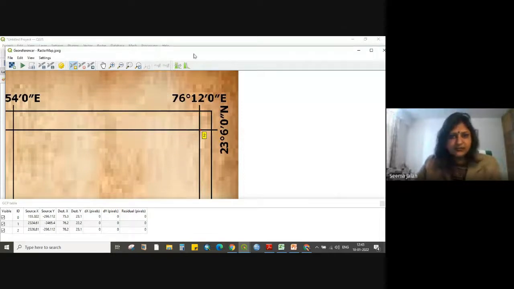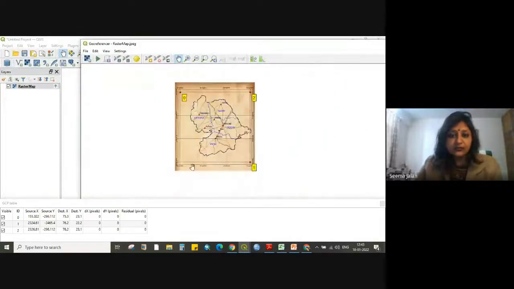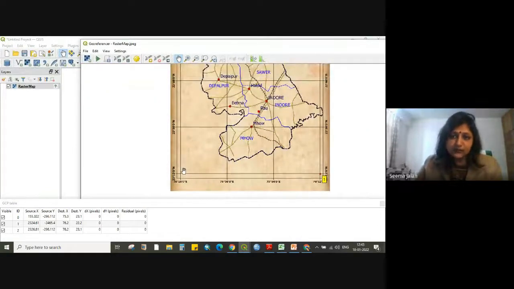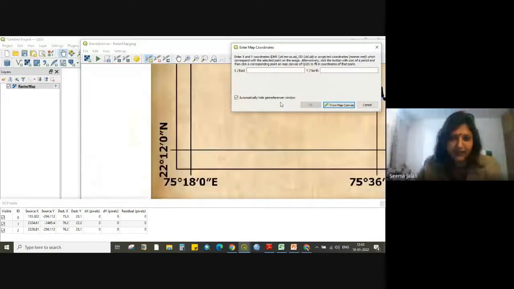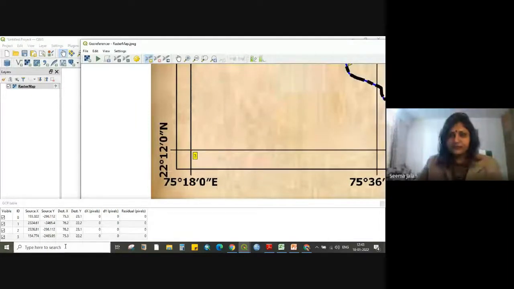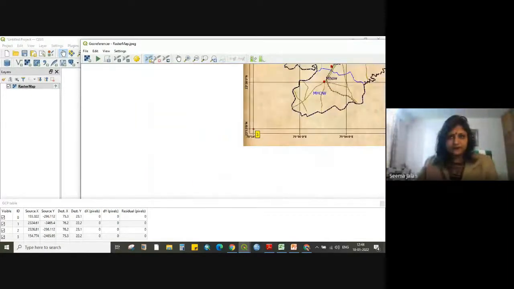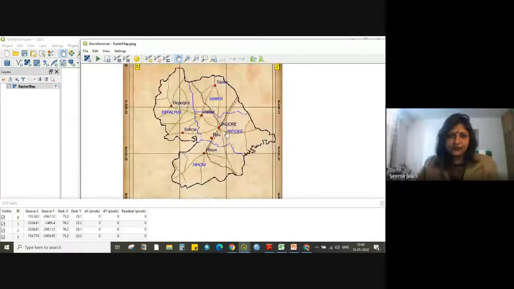I have taken these three. Okay, and these three are enough for building the equation. But I just want to see how accurate my GCPs are. So I want to calculate the error also. So I will take the fourth GCP. As soon as I take the fourth GCP, it will run the backward equation and give you the error. So 75, 15, 0, 22, 12, 0. Okay, so you have all the 4 GCPs.